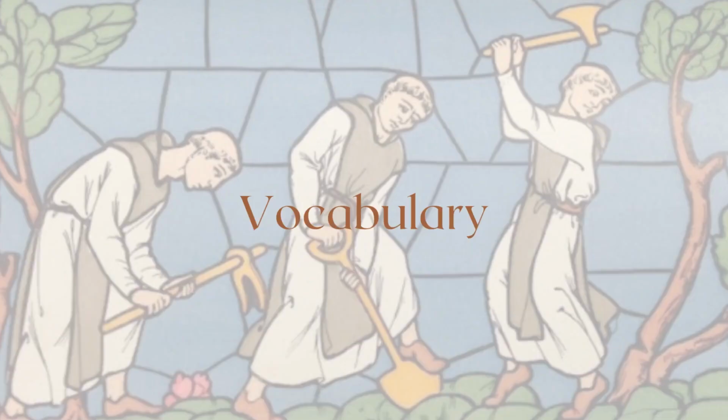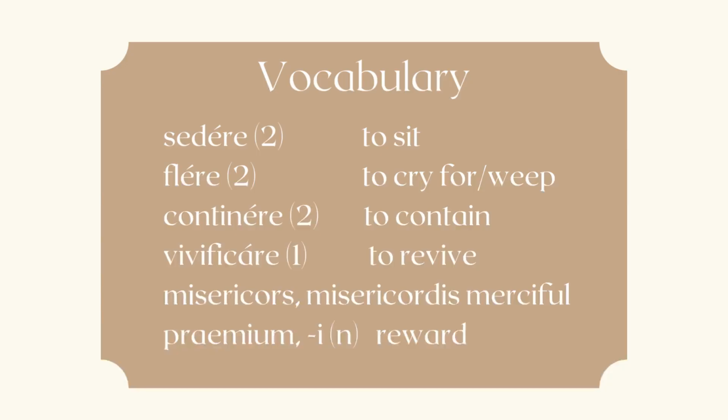Okay, on to your vocabulary now. Sedere, to sit; flere, to cry for or weep; contenere, to contain. They're three second conjugation verbs. Vivificare, to revive, first conjugation verb. Misericors, misericordis, merciful. Premium, premii, neuter, reward.